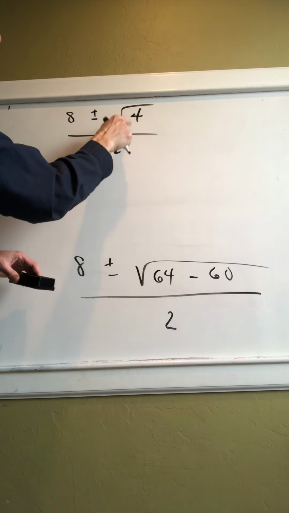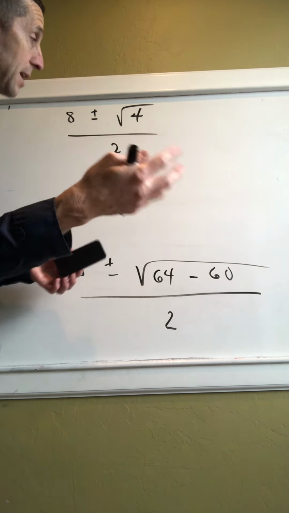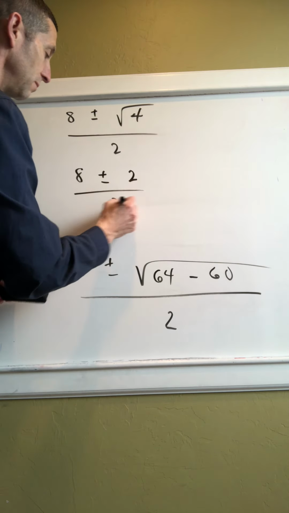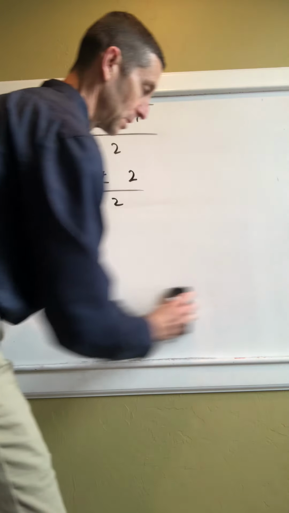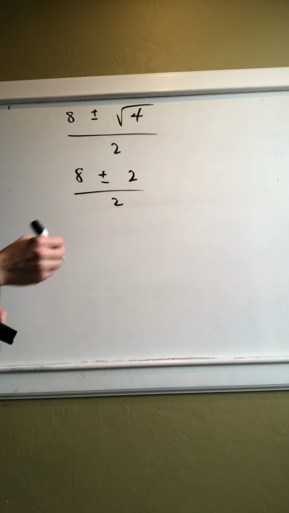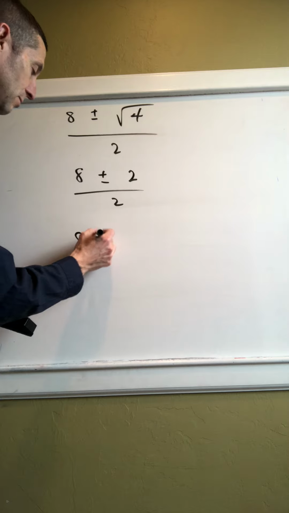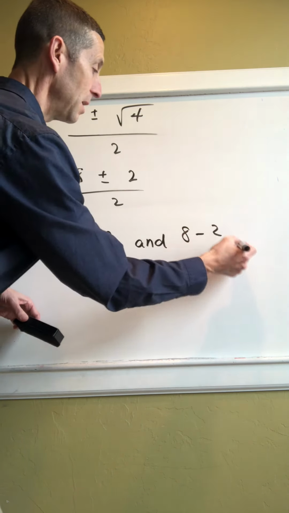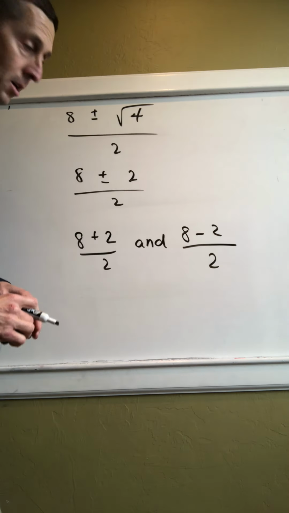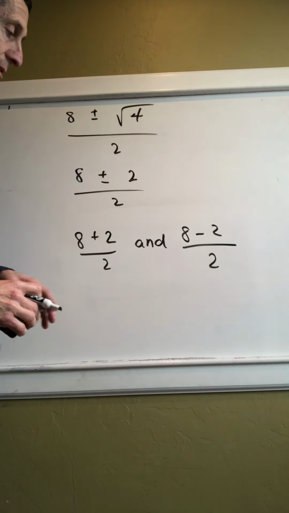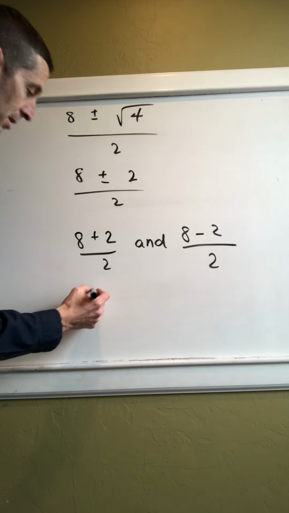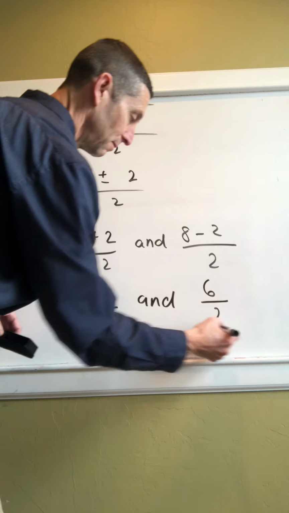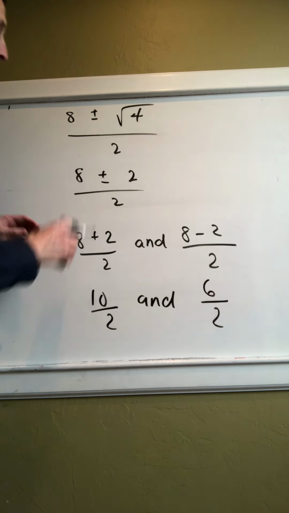So here we go. Square root of 4, we cut a huge break there. Nice, neat number. Square root of 4 is 2. So we have 8 plus or minus 2 divided by 2. This is where your plus or minus comes in and will give you 2 answers. So you got to do 8 plus 2 divided by 2 and 8 minus 2 divided by 2. So one with a plus, one with a minus. That gives you 2 math problems. 10 divided by 2 and 6 divided by 2. So we're almost done with this.